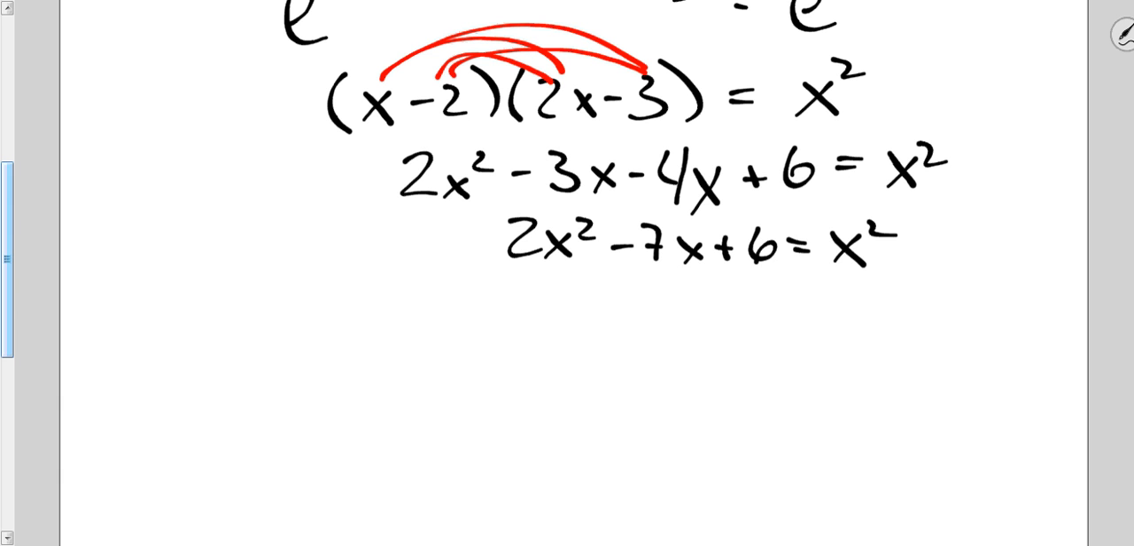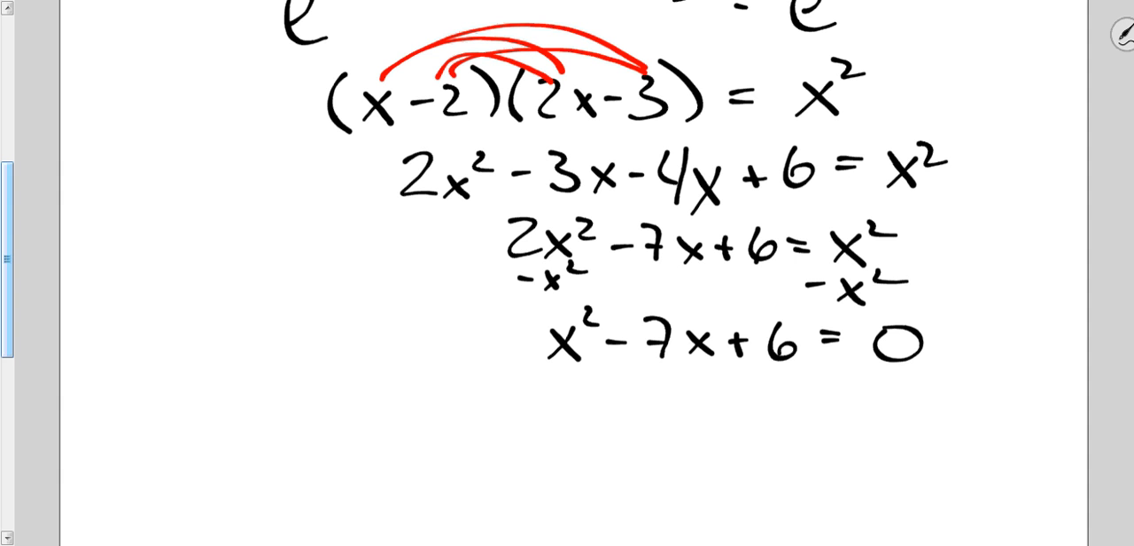Why did I distribute? Don't I like working with quadratics in factored form? Go ahead, Abby. How do I set it equal to 0? Thank you. Nice. So this is minus x squared, minus x squared. So I get x squared minus 7x plus 6 equals 0. Now what?